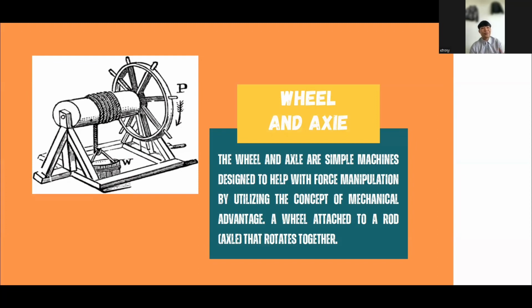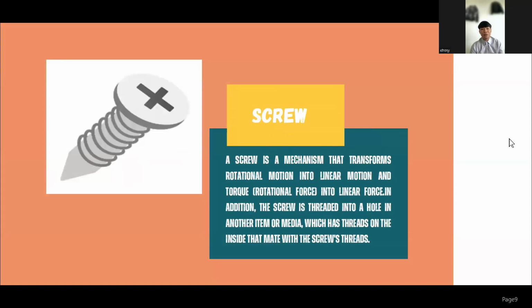All right. Furthermore, wheels and axles can be seen in bicycles, which have wheels, steering, door knobs, and gears. And the last one is screw.